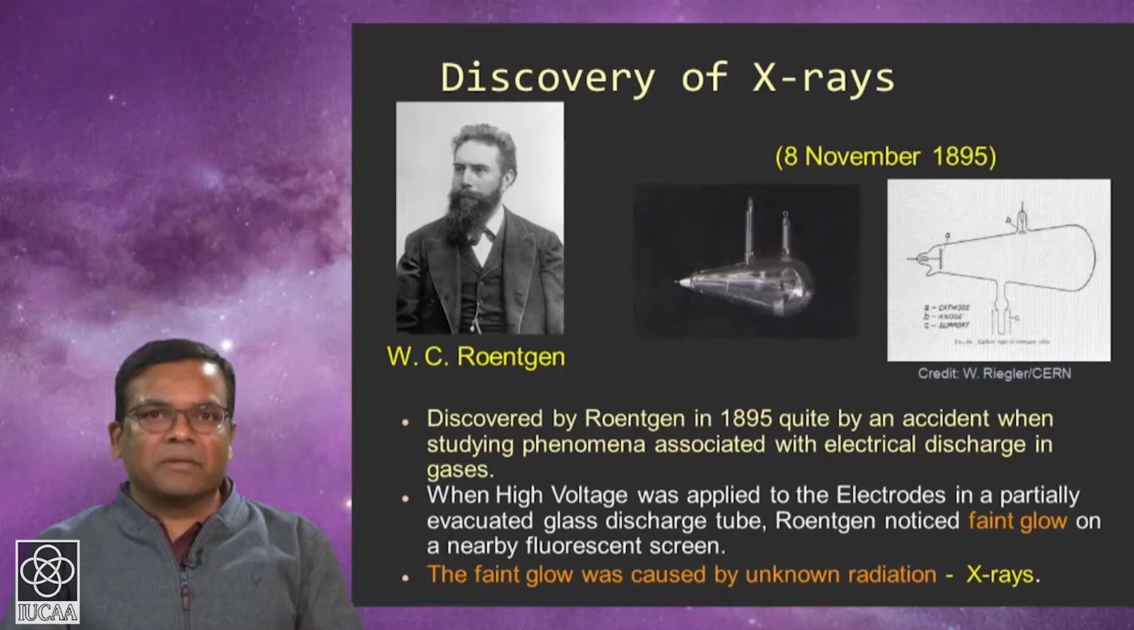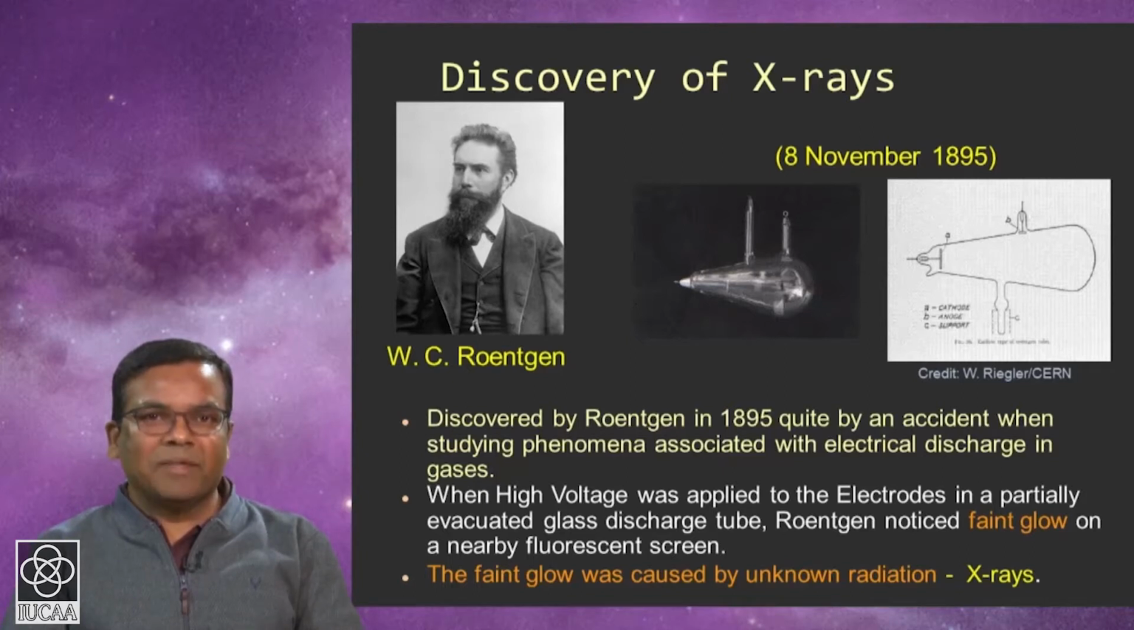X-rays were discovered quite by accident by Rontgen in 1895, when he was studying phenomena associated with electric discharge in gases. Working with cathode ray tubes, Rontgen observed a faint glow in a nearby fluorescent screen. The tube Rontgen was using was a glass tube with positive and negative electrodes encapsulated in it. When he applied high voltages, he observed this faint glow in the nearby fluorescent screen.